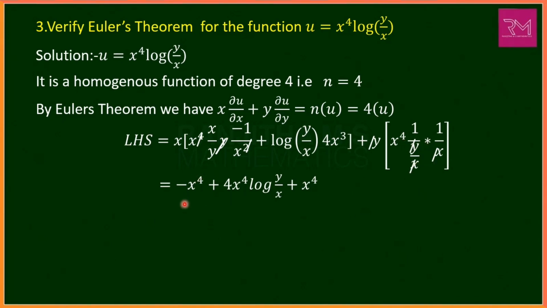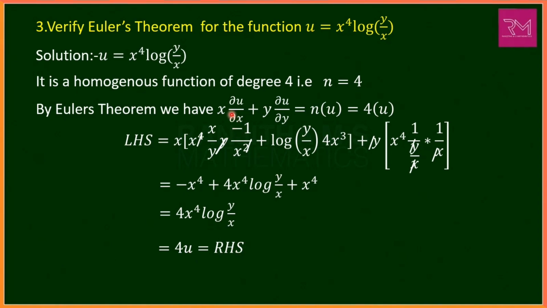So minus x power 4 plus x power 4 gets cancelled, the remaining is 4x power 4 into log of y by x, which is equal to 4 into, here x power 4 into log of y by x is nothing but u. Hence we get 4 into u, which is equal to the RHS of the equation.